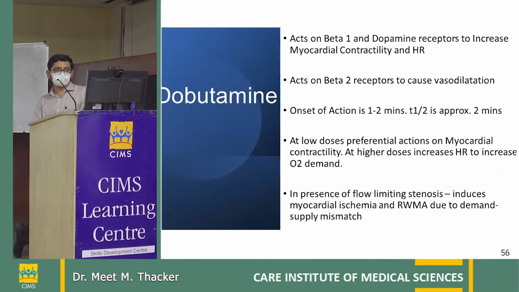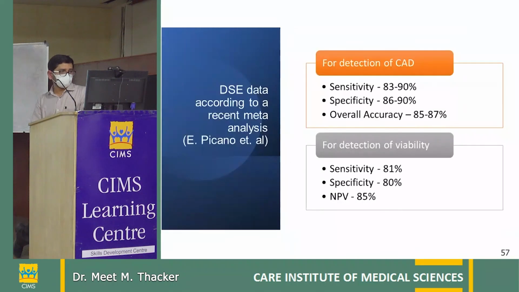Dobutamine acts on beta and dopamine receptors to increase myocardial contractility and heart rate. The sensitivity is around 83 to 90%, specificity 86 to 90% for detection of CAD. And for detection of viability, though less sensitive and specific compared to nuclear imaging, it is still fairly accurate.